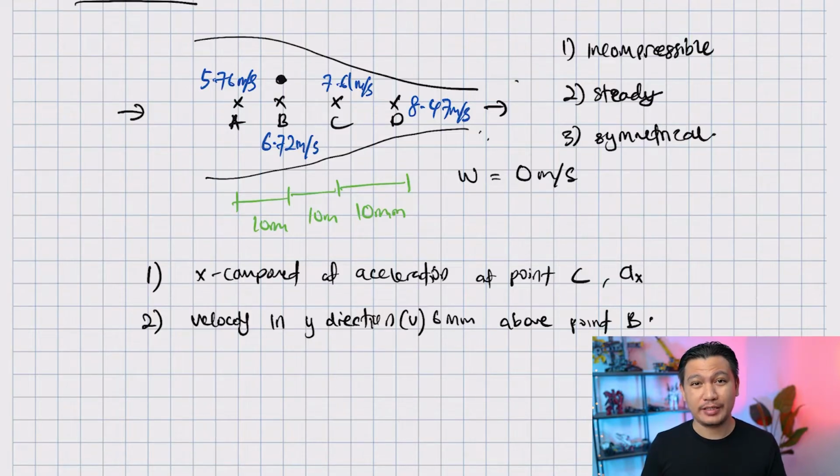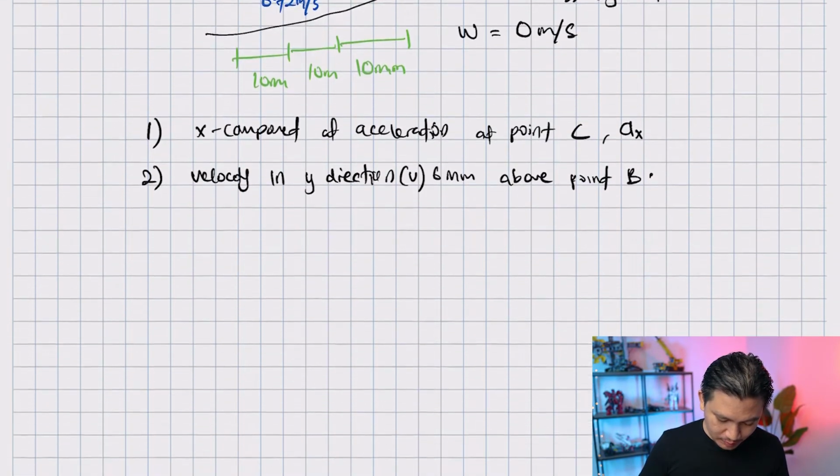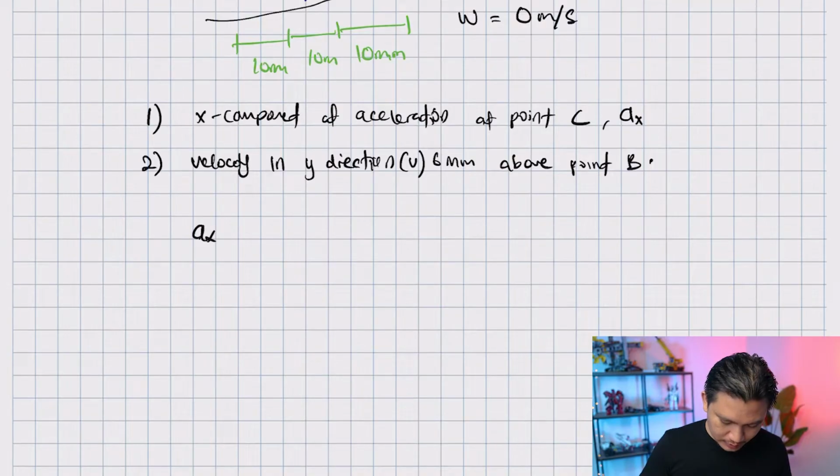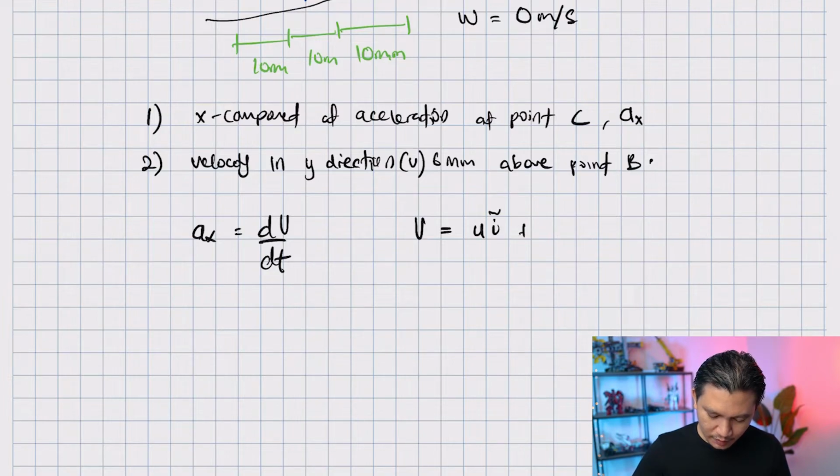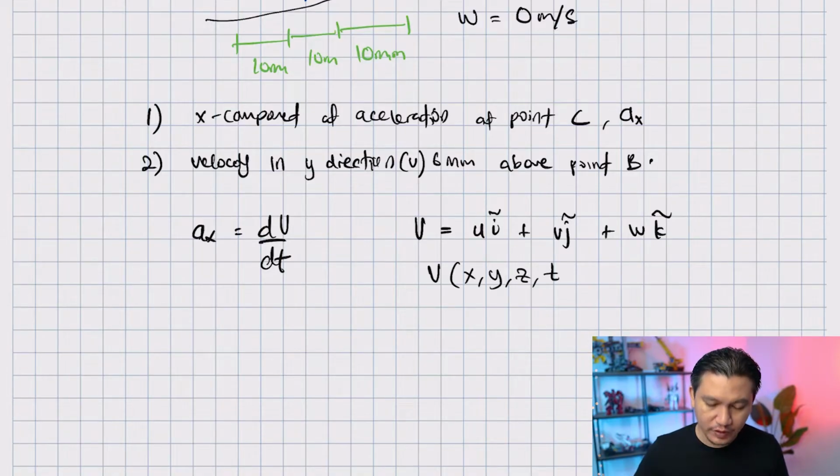So basically, what is acceleration? Acceleration is simply the change in velocity divided by the change in time. And we know that in a fluid flow, the velocity can be represented as three components: x component, y component, and z component. And velocity is a function of x, y, z, and also a function of time.